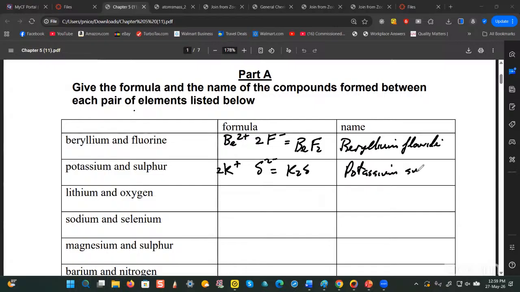All right, very good. So what I want you guys to do is to complete this table. I'll be here to answer any questions if you encounter any difficulties.